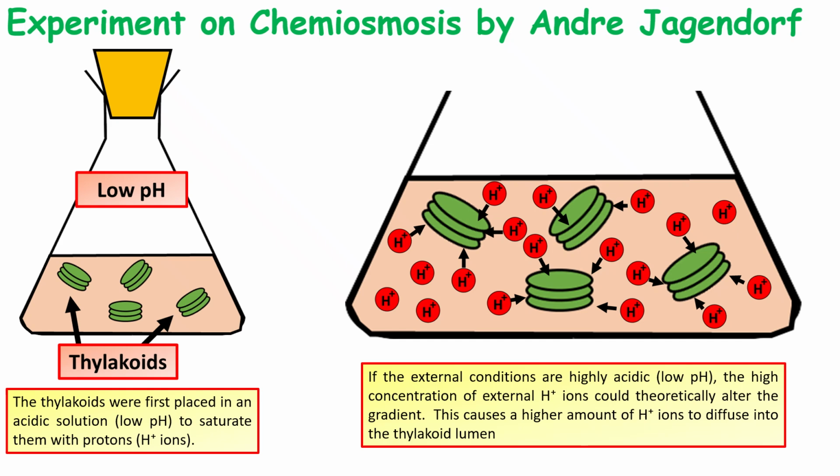The thylakoids were first placed into an acidic solution to saturate them with protons. If the external conditions are highly acidic, the high concentration of external hydrogen ions could theoretically alter the gradient. This causes a higher amount of hydrogen ions to diffuse into the thylakoid lumen.